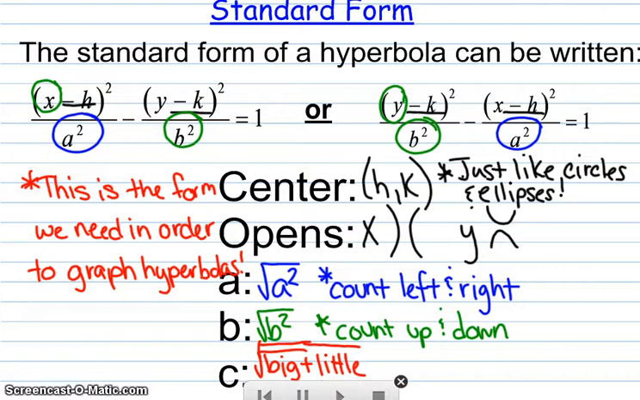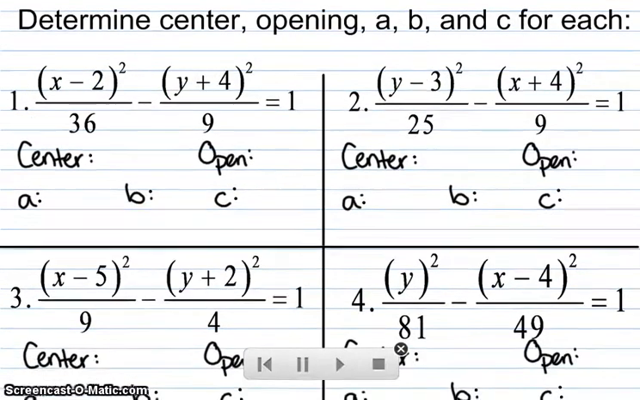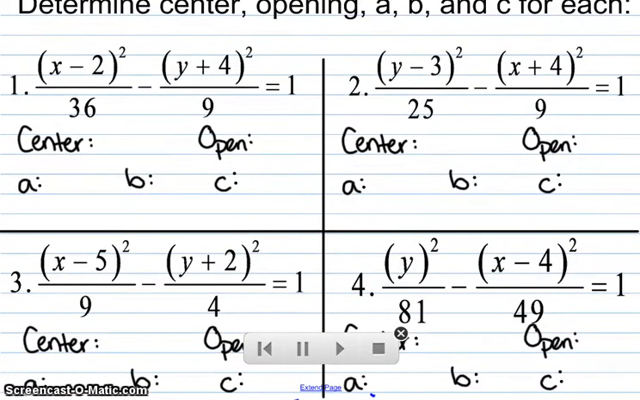So we're going to move on to our next slide. Practice problems. Now, there are 4 problems here. I would like for you to take a minute, go through and try each one. Pause this if you need to in order to do that. Determine the center, how it opens, its value for A, for B, and for its foci for each one. Some of them are kind of tricky, especially number 4. Don't let it get you.